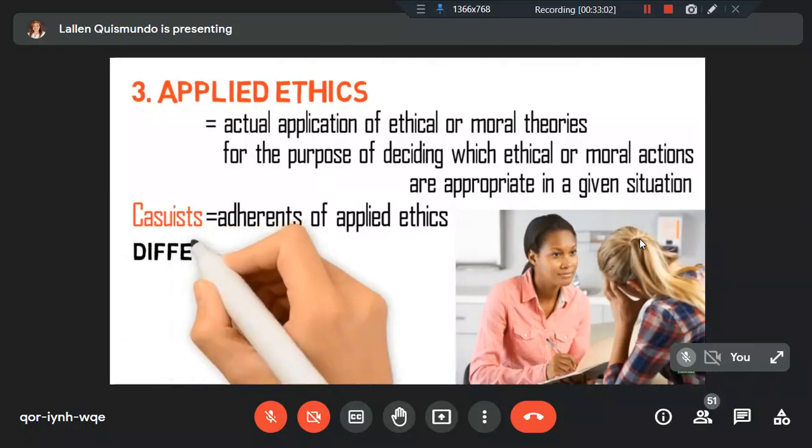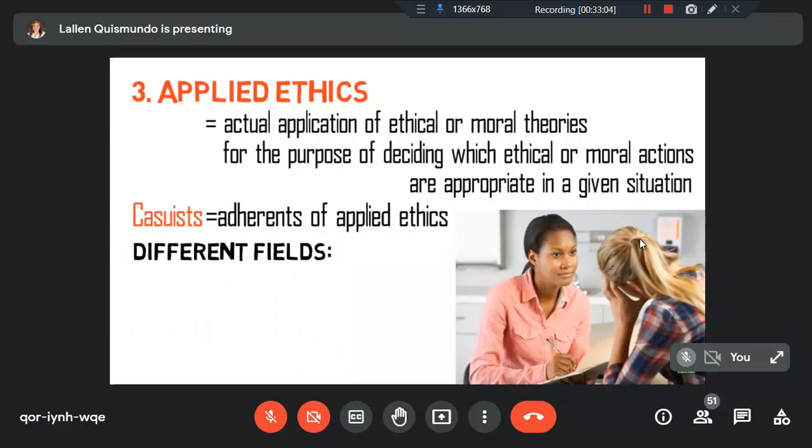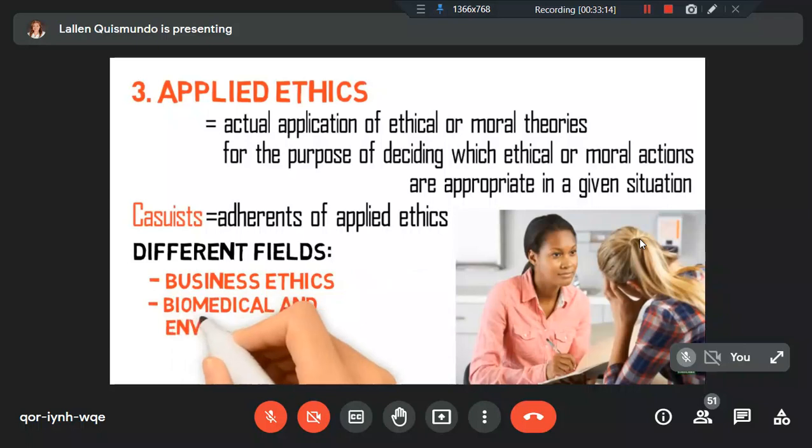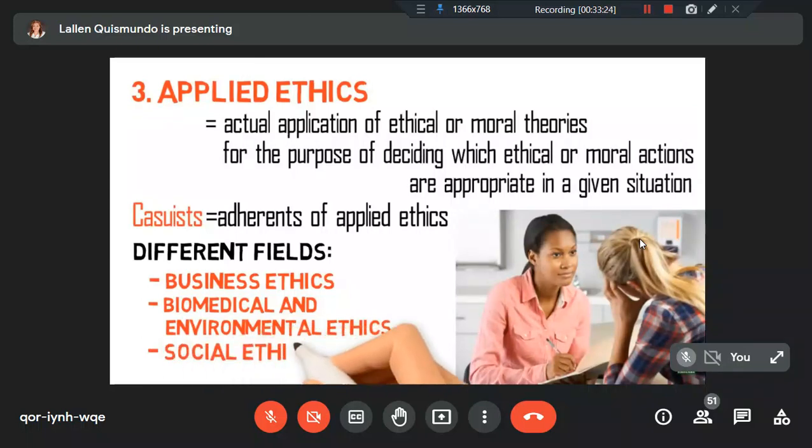Applied ethics is usually divided into different fields. For example, we may talk about business ethics, which deals with ethical behavior in the corporate world. Biomedical and environmental ethics, which deal with issues relating to health, welfare, and the responsibility we have toward people and our environment. And social ethics, which deals with the principles and guidelines that regulate corporate welfare within societies.